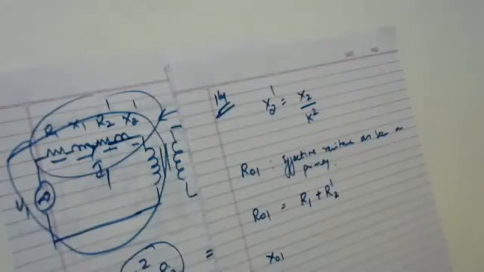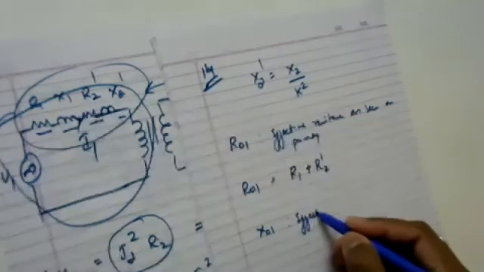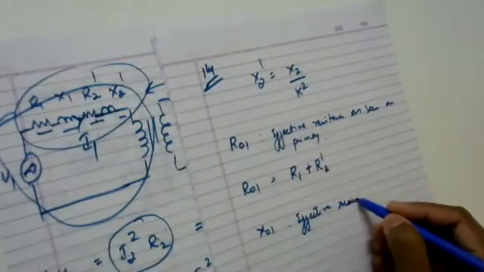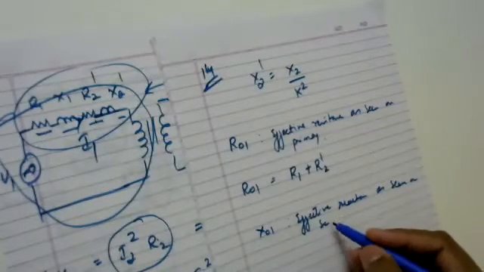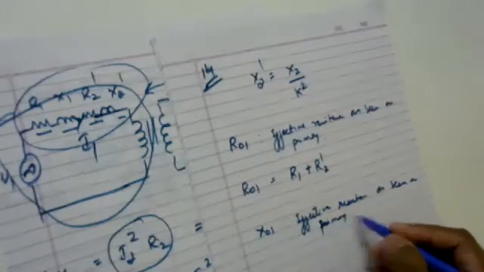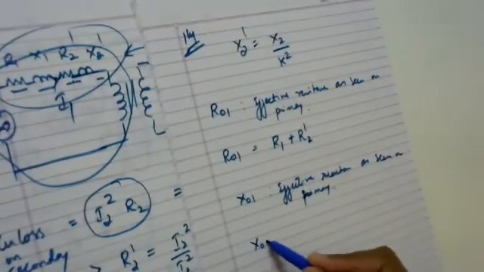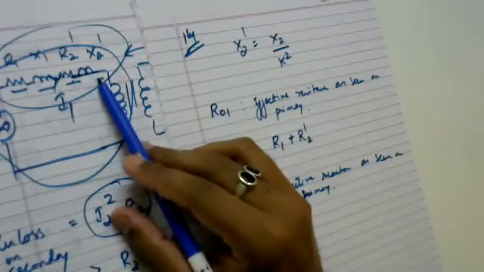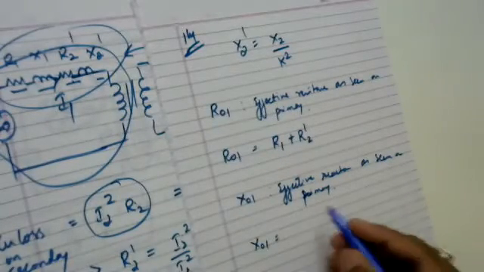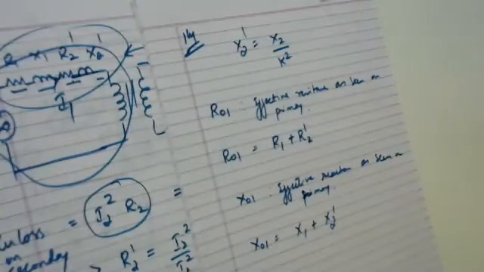Similarly, I would like to compute X01. What is X01? It is the effective reactance as seen on primary. Then how can I define my X01 now? Again, I have two reactances in series, X1 and X2 dash. Then their effective will be equal to X1 plus X2 dash. Now it means, what has happened?